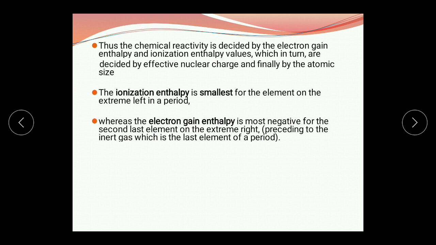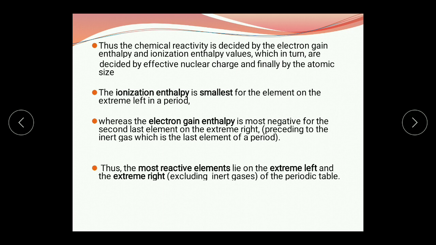But as I told you, these values depend on the effective nuclear charge and finally on the atomic size. Effective nuclear charge increases across the period and decreases down the group. Atomic size decreases across the period and increases down the group. Those also we can relate with chemical reactivity.